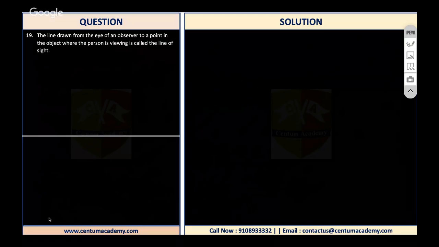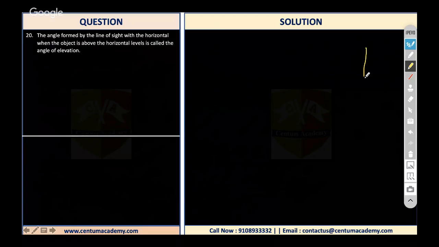Okay, now there are a few definitions you must know. The line drawn from the eye of an observer to a point in the object where the person is viewing is called the line of sight, right? So let's say this is a tree, and this is the ground level.